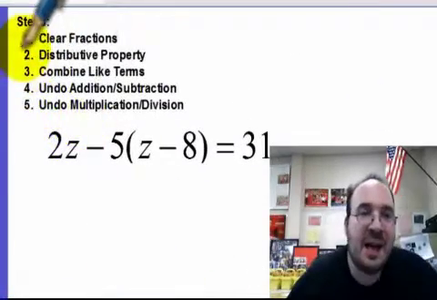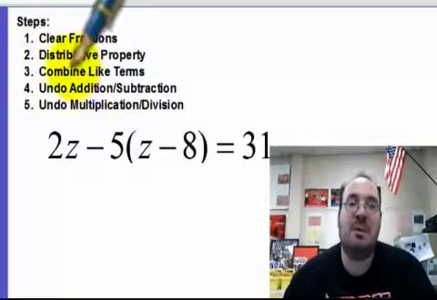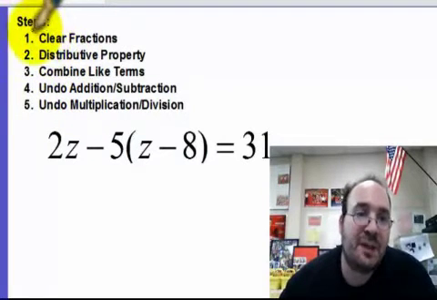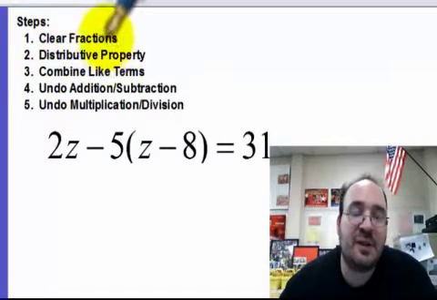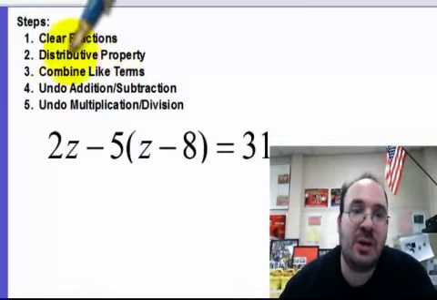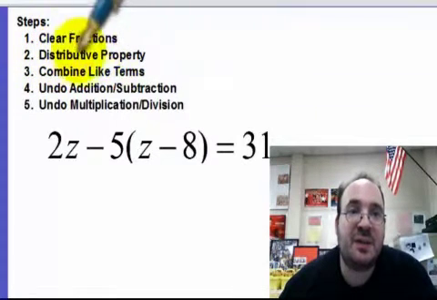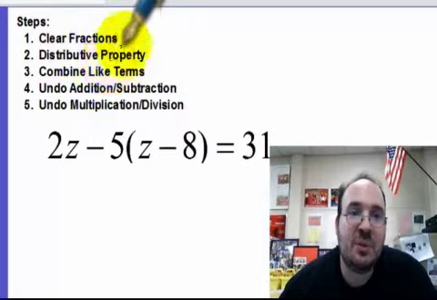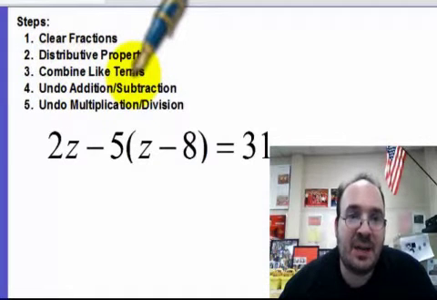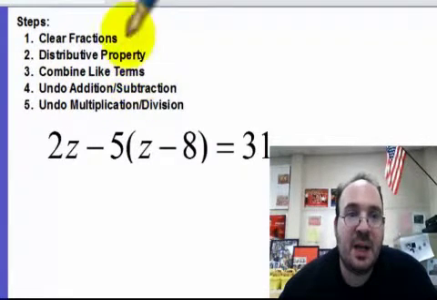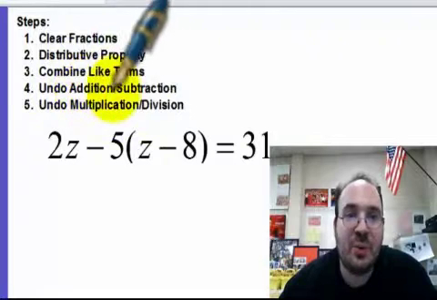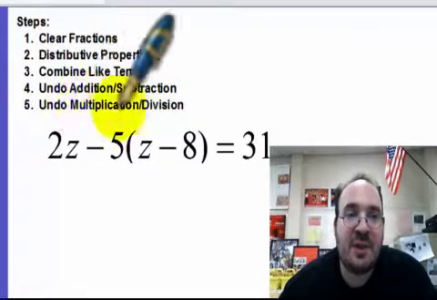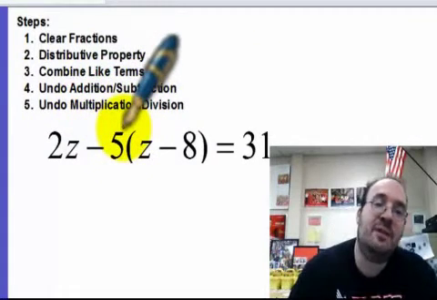Okay, let me outline the steps for you as we do these problems. First step is you're going to want to clear fractions or decimals, which we'll talk about later. Second step is use the distributive property if you need to. Third step, combine like terms if you need to. Fourth step, you'll undo addition and subtraction. And then the fifth step, multiplication and division.